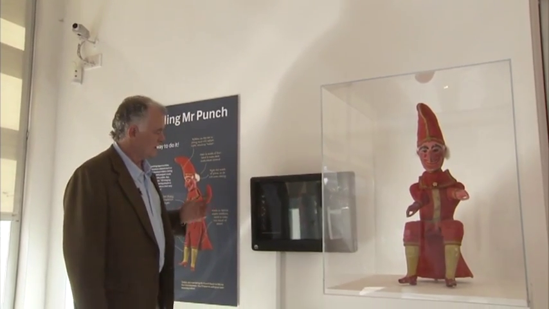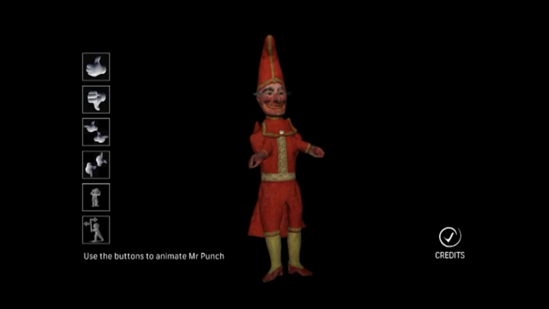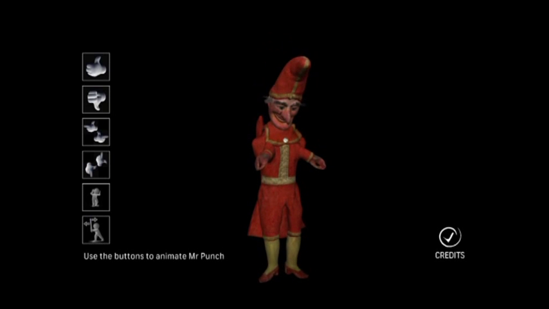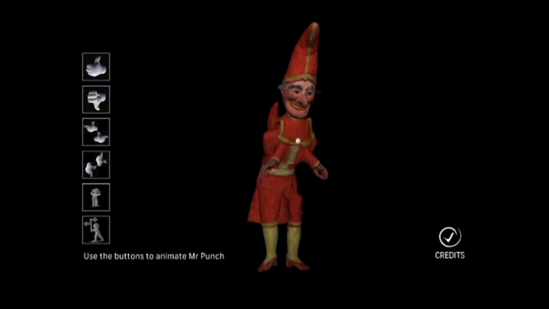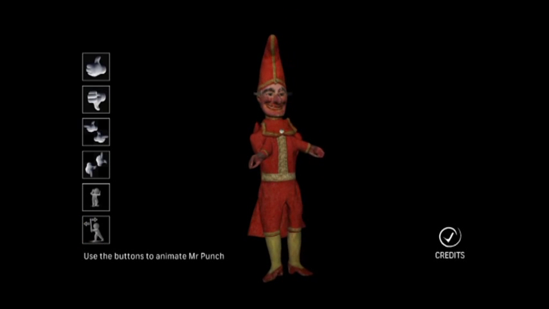So it had to look visually very accurate, and then we had to do something with it that made the public understand more about the object. And of course, Mr. Punch is an animated glove puppet. And so in this part of the exhibition we have a number of animations which are designed to show how the puppet would move when used for real. So for example, there's the bow and a more extravagant bow, and finally what happens when Mr. Punch hits something.